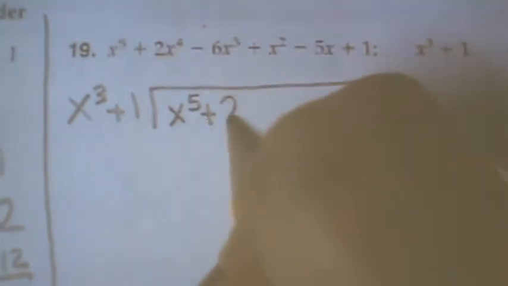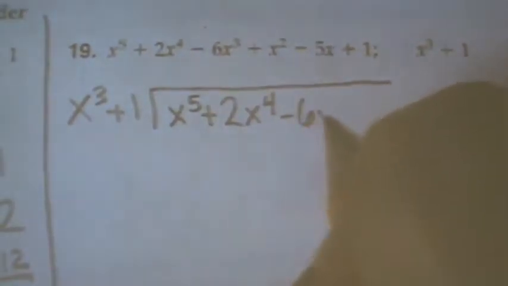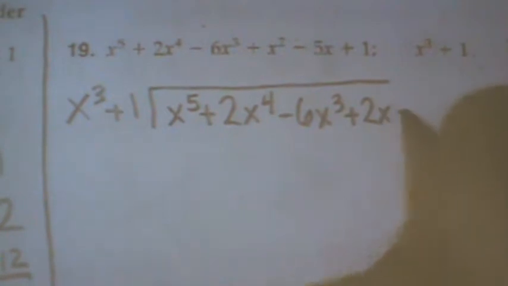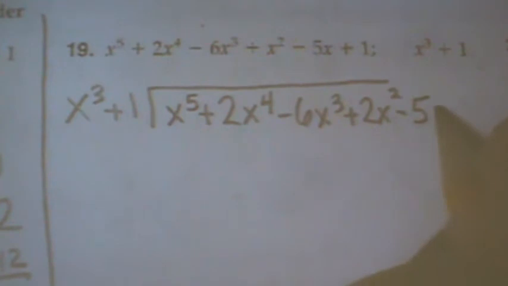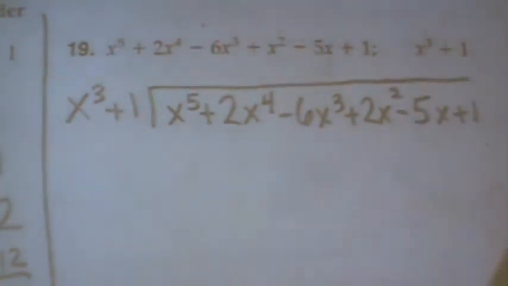Now, on number 19, can we do synthetic division? No. The leading coefficient is 1, but we have a degree of 3. So what are we going to do? Put your divisor on the outside, dividend in there, and we have x to the 5th plus 2x to the 4th minus 6x cubed plus x squared minus 5x plus 1. This is a long one.